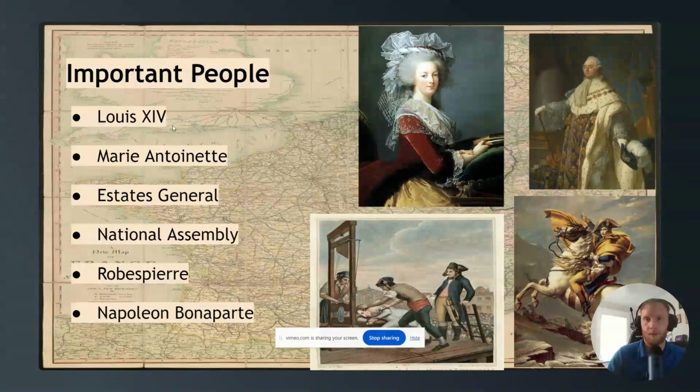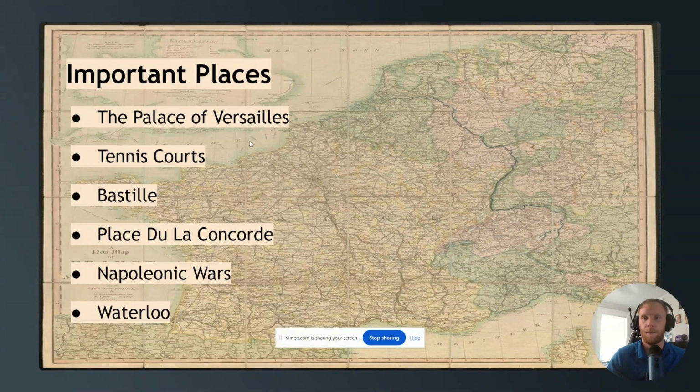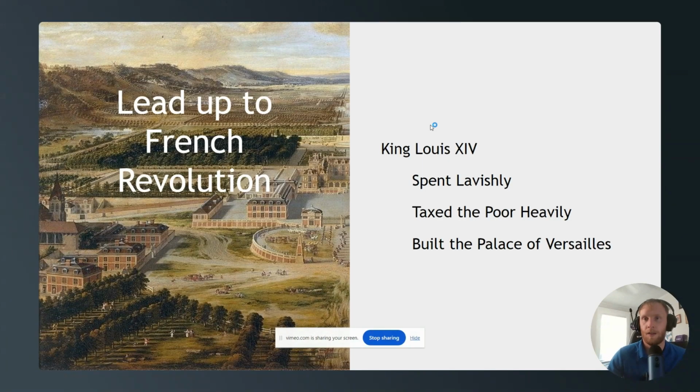So here's a list of the important people we're going to talk about throughout this slideshow. It includes King Louis, Marie Antoinette, the Estates General, National Assembly, Robespierre, and Napoleon Bonaparte. Some important places we're going to talk about include the Palace of Versailles, the tennis courts, we'll find out more about that, the Bastille, Place de la Concorde, Napoleonic Wars, and Waterloo.